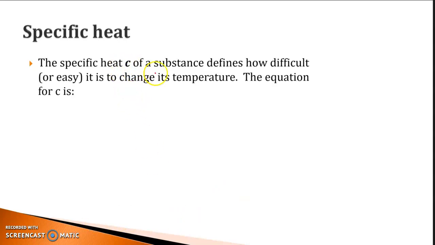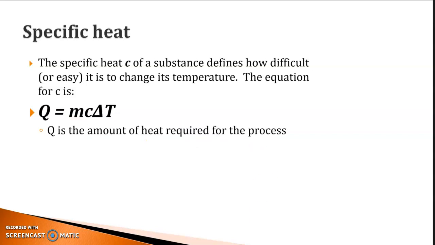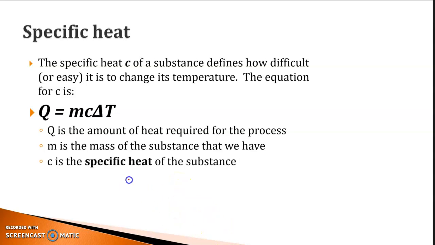But there is one other thing that we maybe haven't quite talked about yet, a very special property. It's called specific heat. Now, specific heat is usually denoted by little c, and defines how difficult or easy it is to change an object's temperature. This is the equation we have for specific heat. Q equals mc delta T. Let me tell you what each of these variables represents. Q is what we use for the amount of heat required for that certain process. M is the mass of the substance that we have. C is the specific heat of the substance, and delta T is the change in temperature.